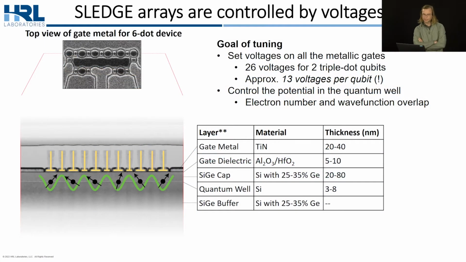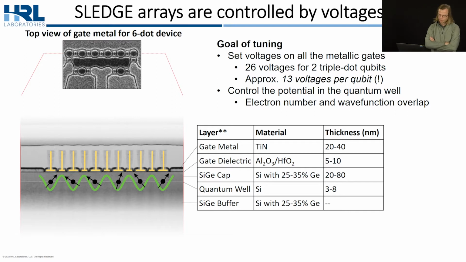So one of the main takeaways from those videos is that these SLEDGE arrays are really controlled by voltages. And so for the 6-dot devices that we have here, there's 26 voltages for 2 qubits. That's 13 voltages per qubit, or if you want to round down, it's about 10 voltages that we need to set in order to operate a single qubit.